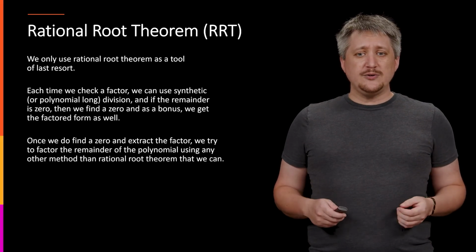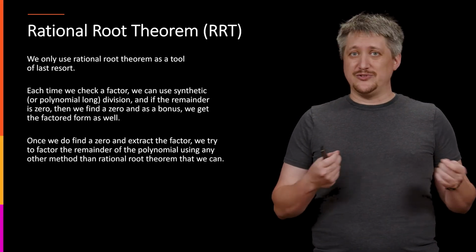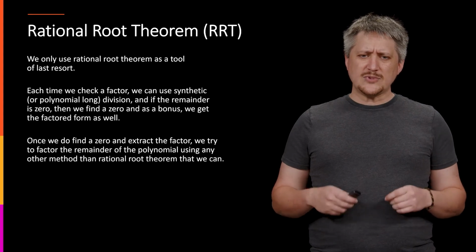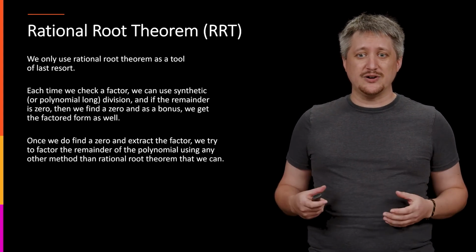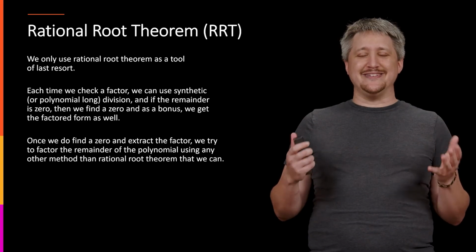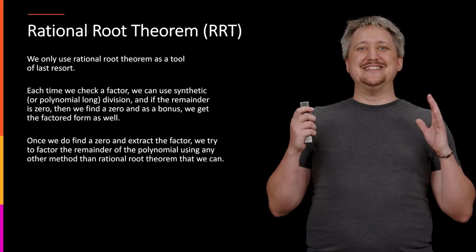Once we do find a 0, we want to extract that factor using long division or synthetic division. Then we want to try to factor the remaining polynomial, the thing we have left over, using any other method. Rational root theorem is terrible.